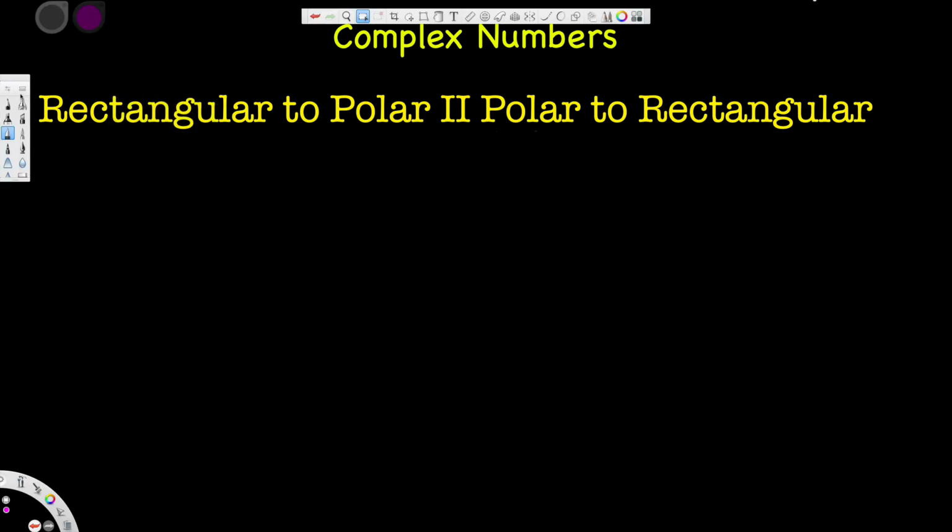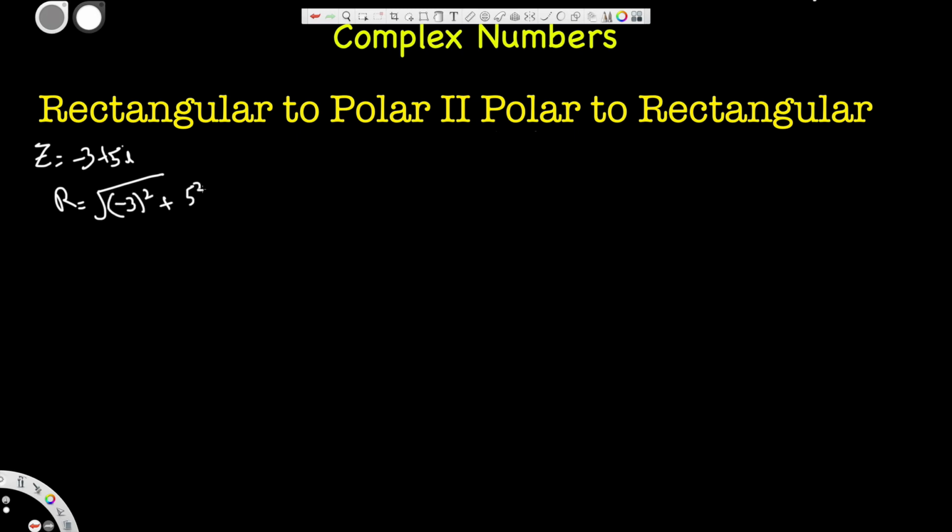Now let's look at another example. Let's say the complex number is given like this: z is equal to -3 plus 5i, and we know that r is equal to square root of a squared plus b squared. a is -3, so -3 squared, plus b is 5, so 5 squared. We get 9 plus 25, that's 34, square root of 34, and there's no square number we can factor out of 34, so it remains as square root of 34.